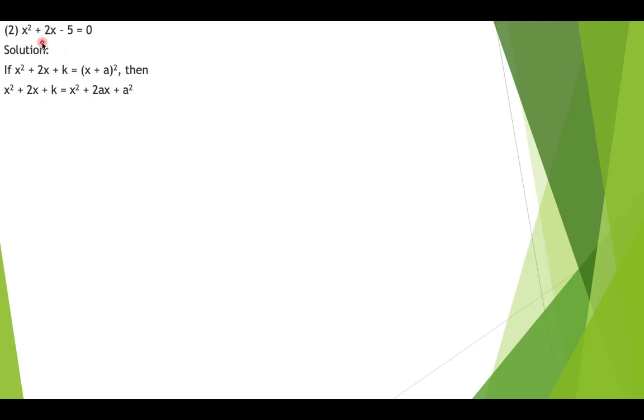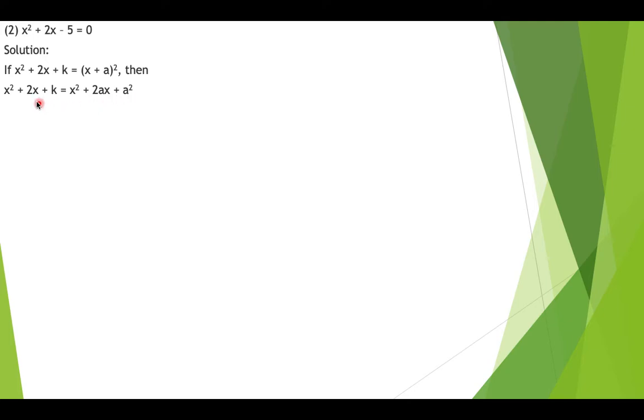Now in this, again we have to find a perfect square for them. So we have x square plus 2x minus 5 is equal to 0. We can write this as x square plus 2x plus k is equal to x plus a the whole square. We are neglecting the minus 5 for now. Then after opening the bracket, x square plus 2x plus k is equal to x square plus 2ax plus a square.